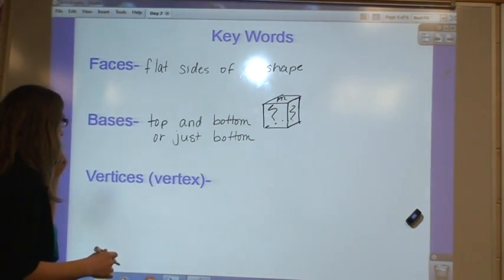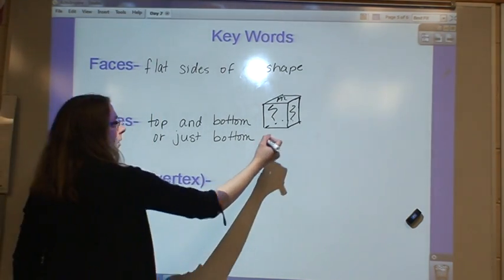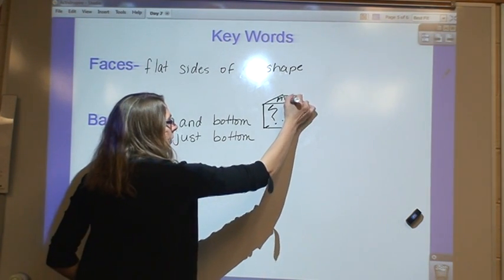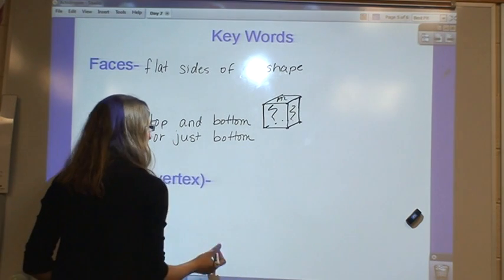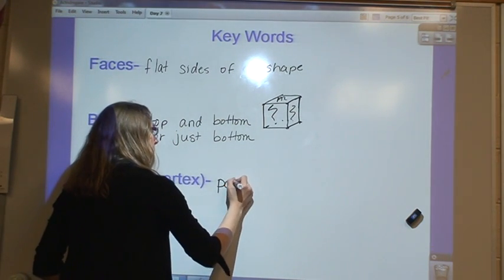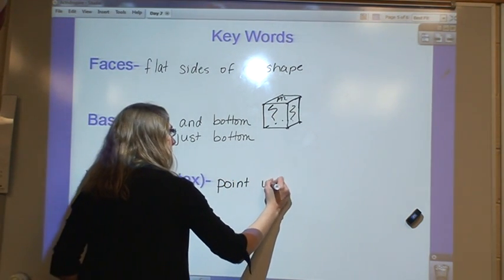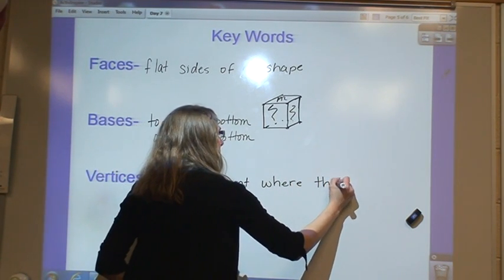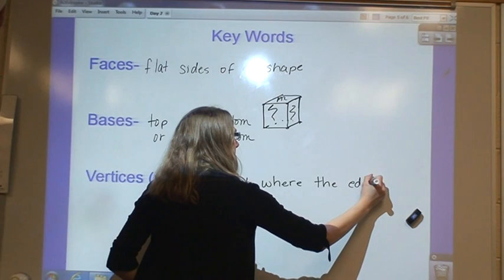And then the vertices, or the vertex, are the points where they meet. So they would be all of these little things off to the side. So the vertex is the point where, oh, and I just thought of another word I don't have up here. The edges meet.